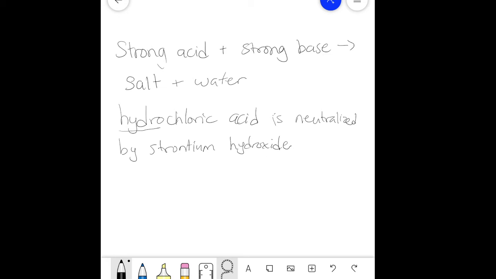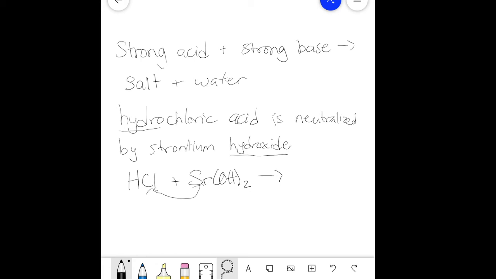Okay, so if you see hydro and hydroxide, you're going to know that you have your acid base, and so you're going to be forming a salt and a water. So as we remember from last unit, hydrochloric would just be HCl. And then that base would be strontium Sr(OH)2.